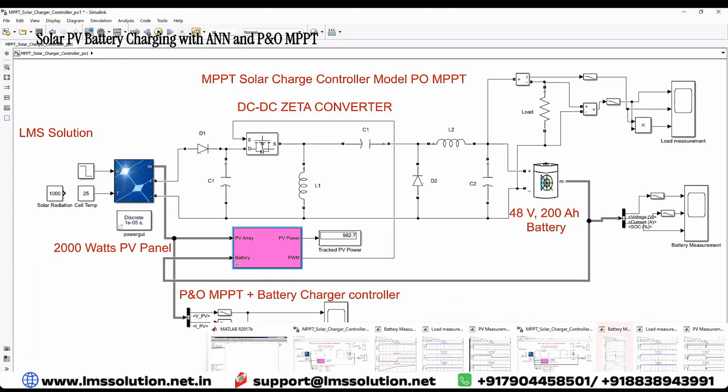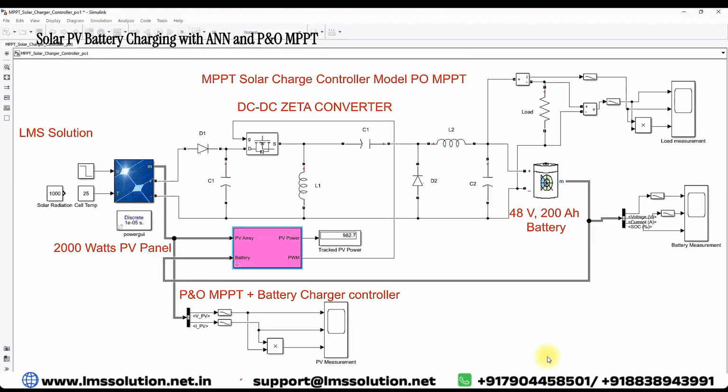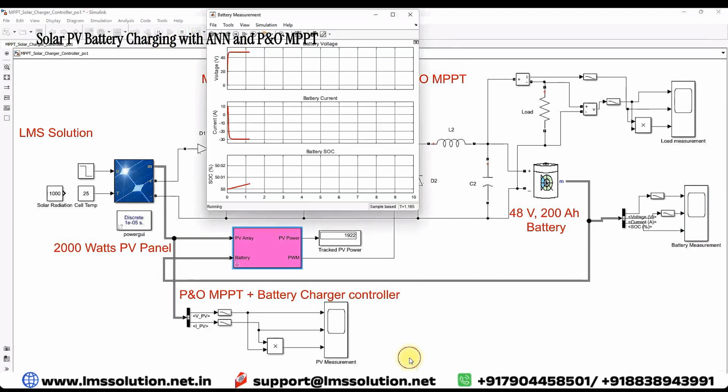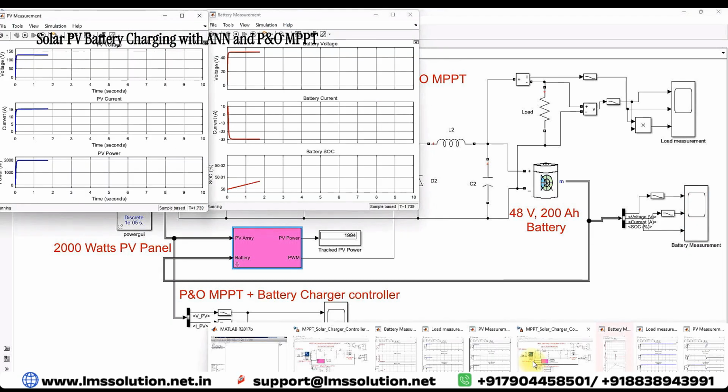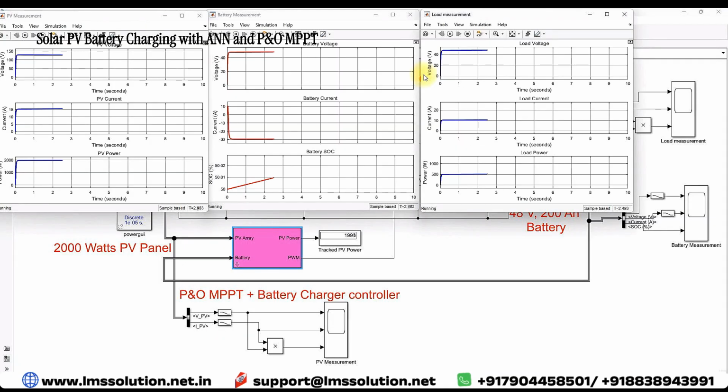So now I'm going to simulate this one. Now we can see the system is running. So this is the result of ANN MPPT. For 1000 watts per meter square, the voltage will be maintained around 125 volt, and then current will be maintained at 15 amps, and then we are getting around 2000 watts.